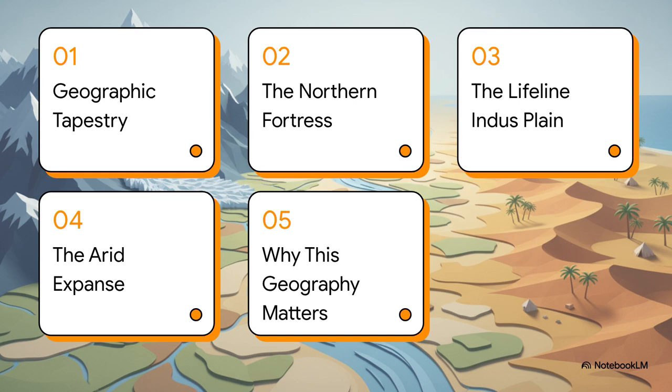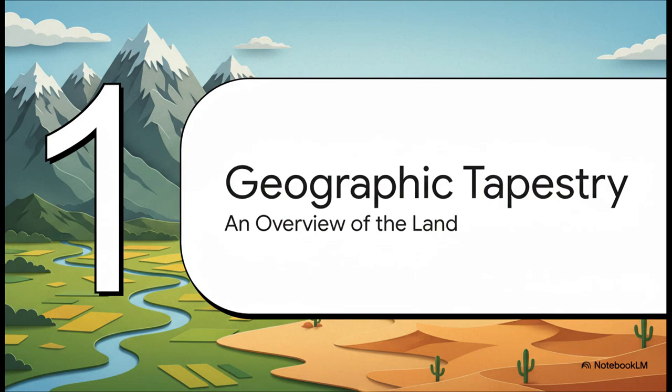So here's our game plan. Think of it as a virtual journey. We'll start with a big picture overview, then we'll head up to the northern peaks, follow the mighty Indus River down to the plains, check out the arid lands, and then, this is the important part, we'll connect all the dots to see why it all matters so much. Okay, let's get into it.